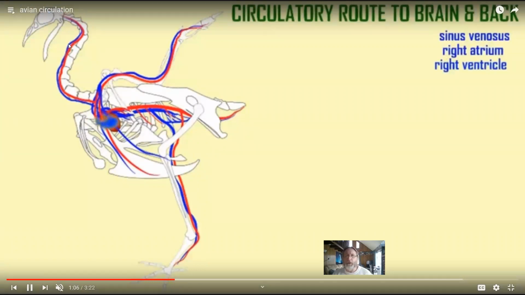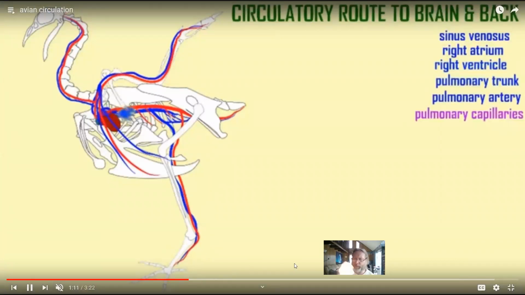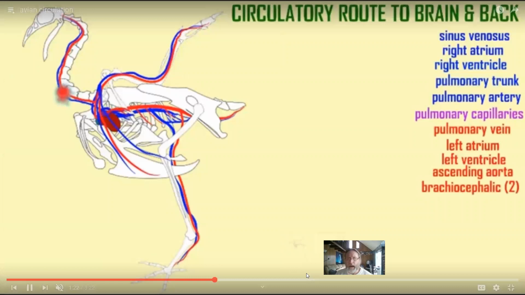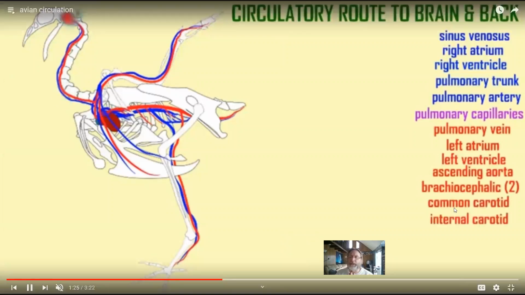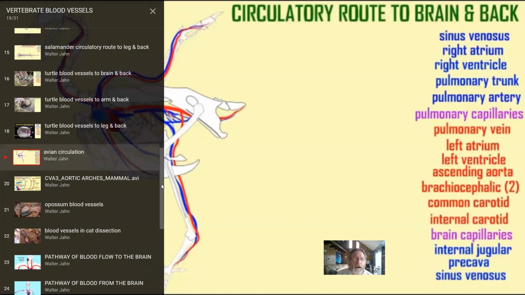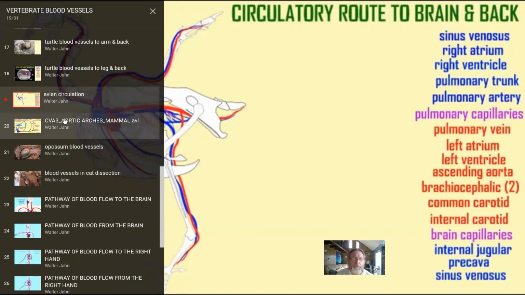And so then the common carotid will reach the brain, and we'll have gas exchange after the internal carotid reaches brain capillaries, etc. Okay, so fairly similar to what we would see in humans. So once again, there are two brachiocephalic arteries. There's a common carotid, internal carotid, and then blood would come back through the jugular into the precava. Okay. Then finally, we could consider how mammals get blood to the brain and back.